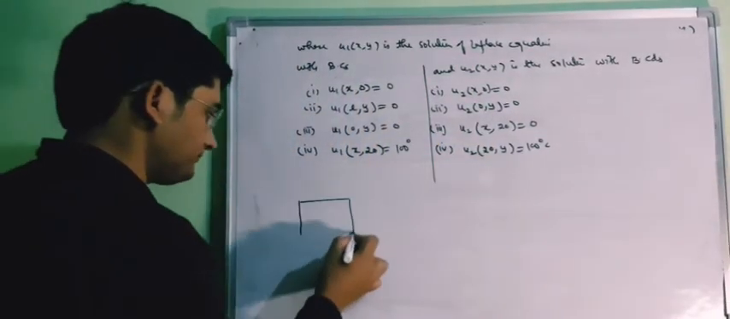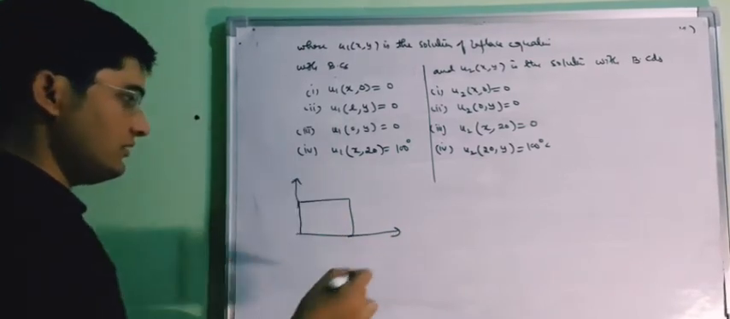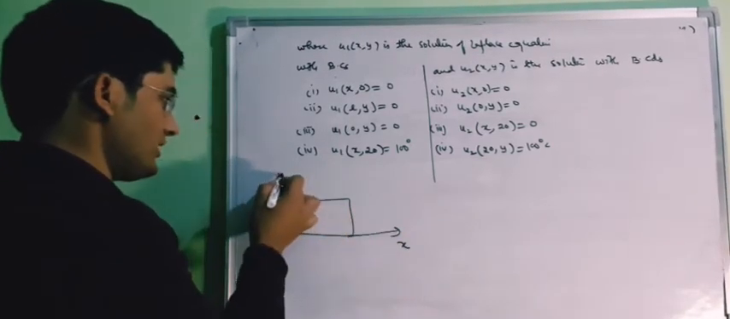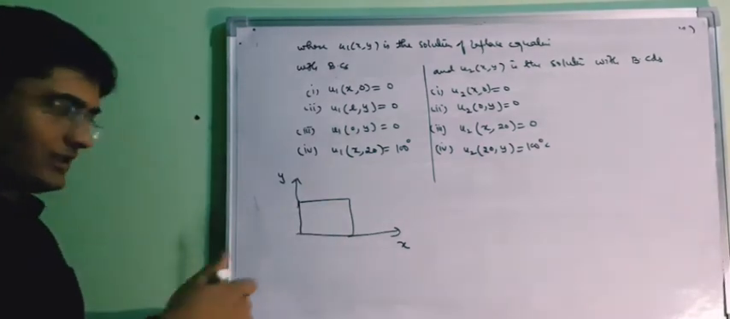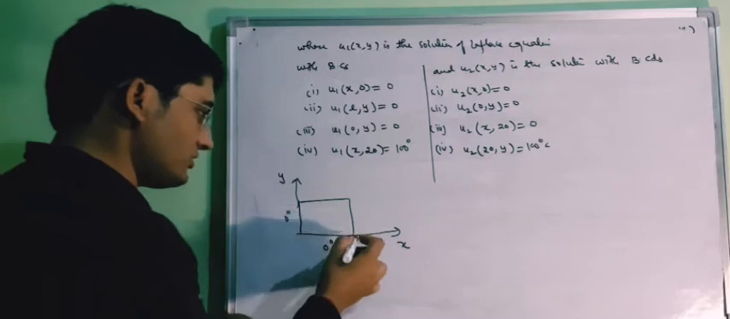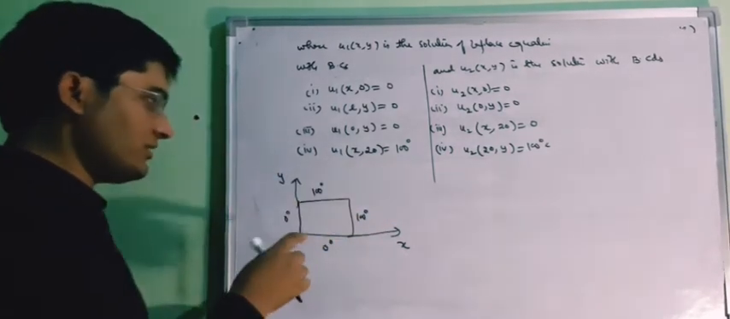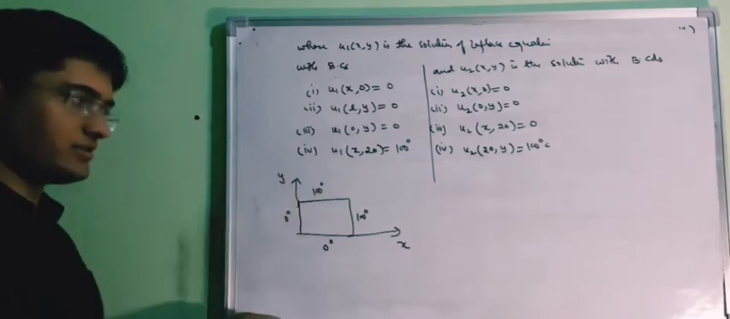That means consider the following three diagrams. Initially we have given that, say this is your x, this is your y. Initially, it is given that the temperature of this edge is 0 degrees centigrade, the temperature of this edge is 0 degrees centigrade, and the temperature of this edge is 100 degrees centigrade, and the temperature of this edge is 100 degrees centigrade.